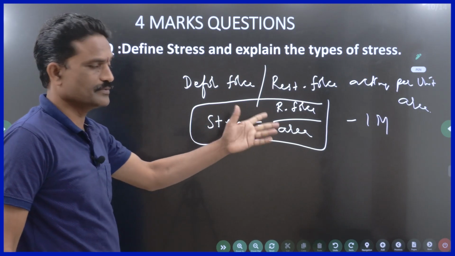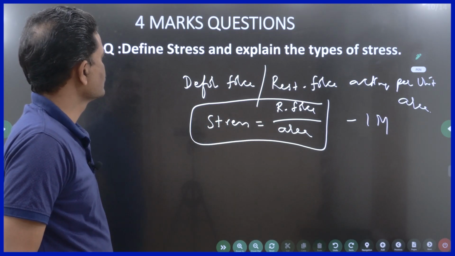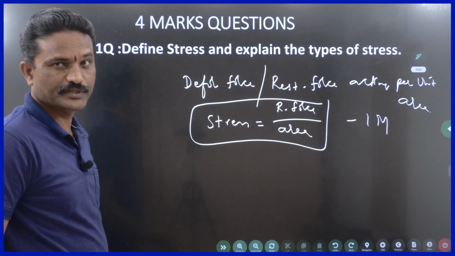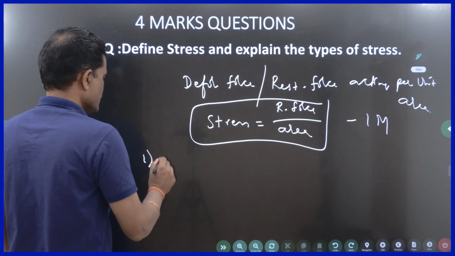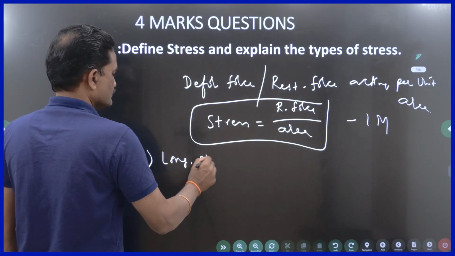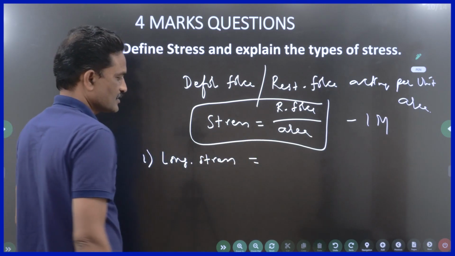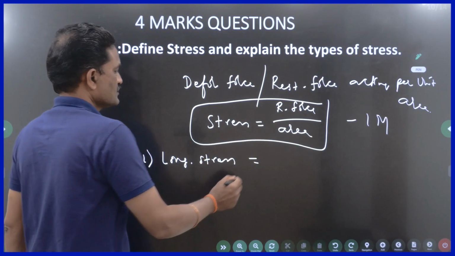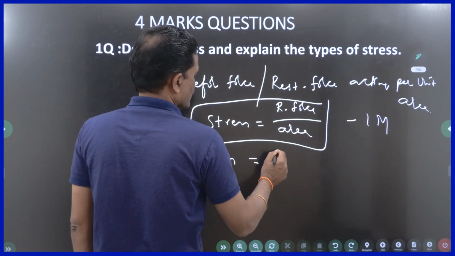If you just write the formula, you will be given 1 mark. And explain the types of stress. We discussed 3 types of stress. One is longitudinal stress or tensile stress. So longitudinal stress is equal to, how do you define it?